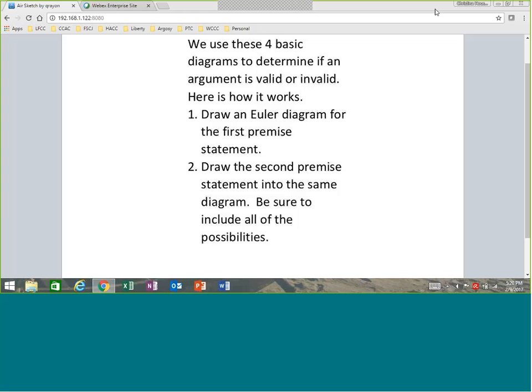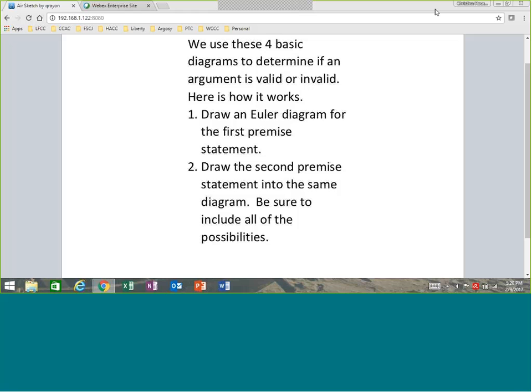So we're drawing one Euler diagram looking at the 2 premise statements, and we make sure that whenever we're drawing it, we include all the possible ways it could be drawn. Make sure we've gotten all the circles and the X's everywhere that they could be drawn. Okay, and while we're doing steps 1 and 2, which is just looking at premise statement 1 and 2, we are completely ignoring the conclusion at this point. All we're doing is drawing a picture based on the premise statements.